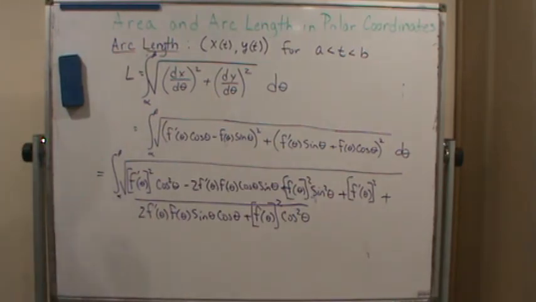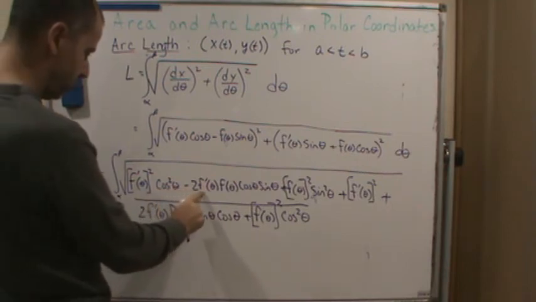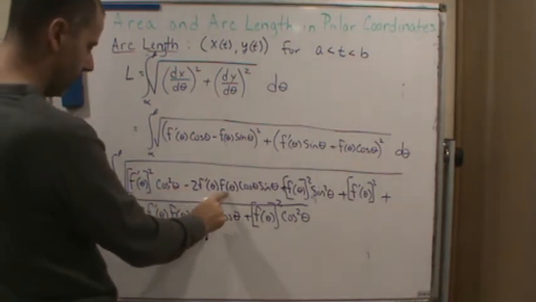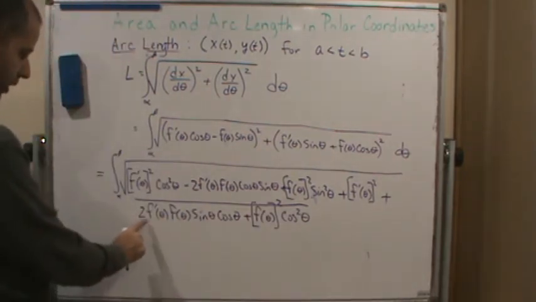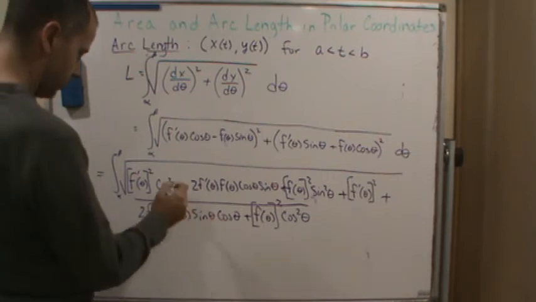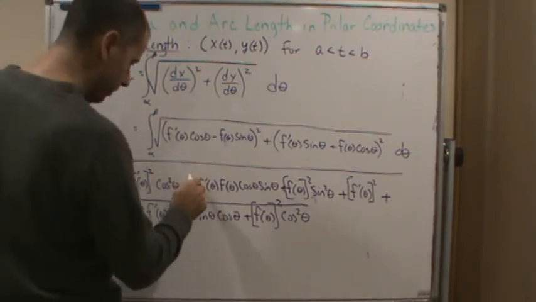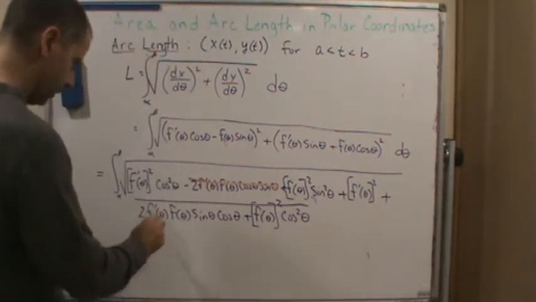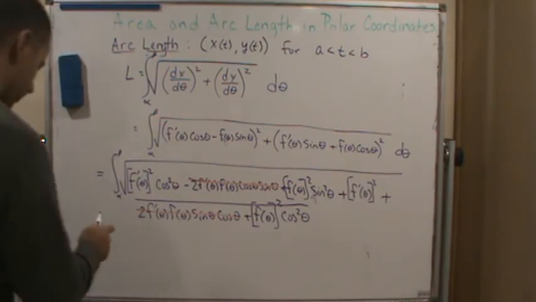Okay, so now, this is great because luckily things cancel out. So here I've got minus 2f prime of theta f of theta times cosine theta sine theta, and here I've got plus 2 the same thing. So thank goodness, this cancels with that. Okay, so that's going to make things a lot nicer.